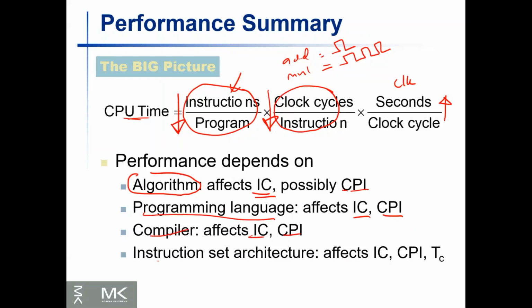And finally, your CPU's instruction set architecture will determine what the instruction count is going to be, what the average CPI is, and what the period of your clock cycle is. Your ISA, your chip itself, will determine the clock rate, the CPI, and the IC, because your chip will tell you what instructions are available to be used. So these are the different components of our system and how they are going to affect your CPU time.